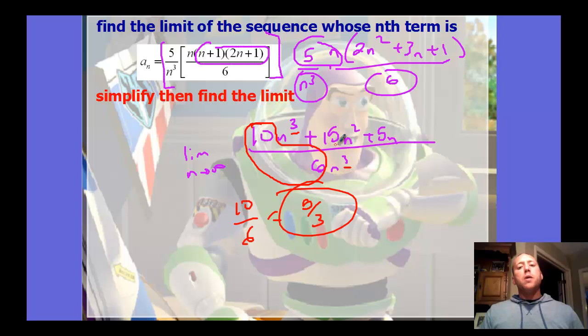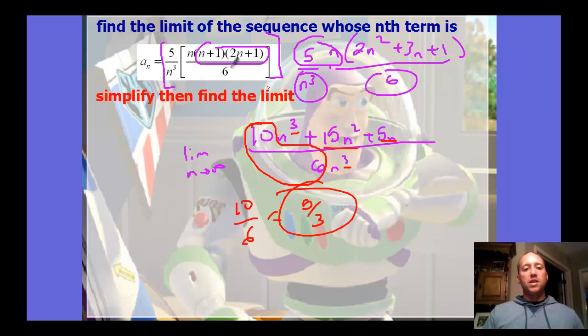So for this problem, these other terms, the 15n squared and the 5n, really don't have a whole lot of meaning in the numerator because we're letting n go to infinity. So n cubed is going to be so much larger than n squared and n, it's not really affecting the numerator. So we're really looking at the coefficients, 10 over 6 to get 5/3. That's kind of like that rule.